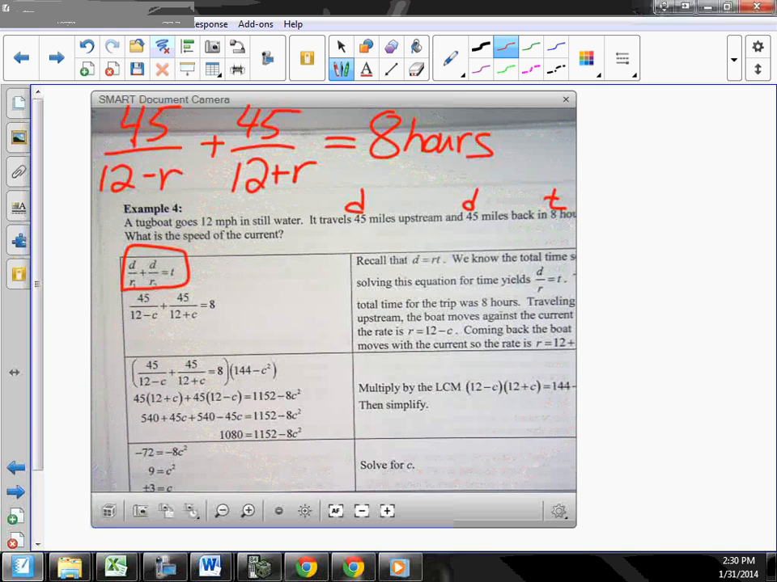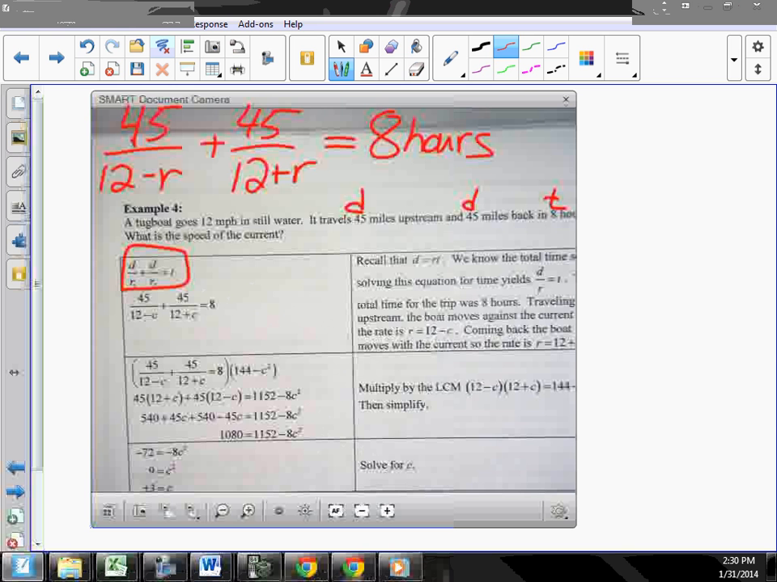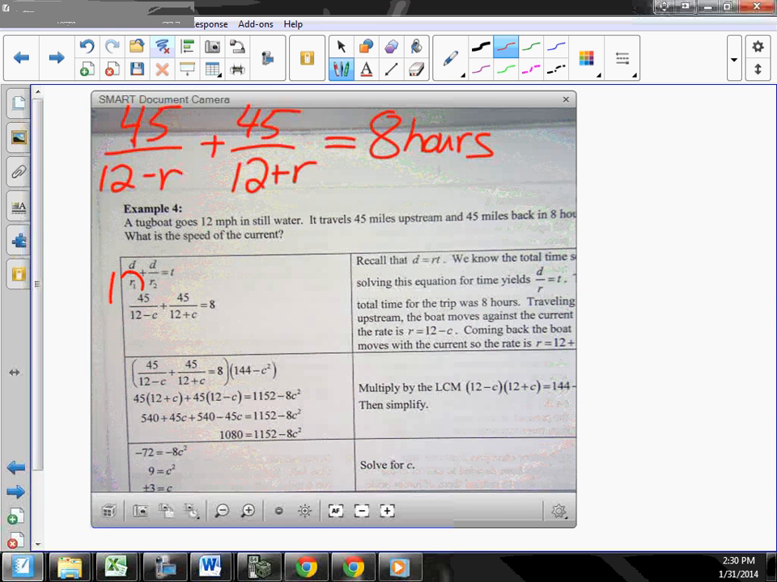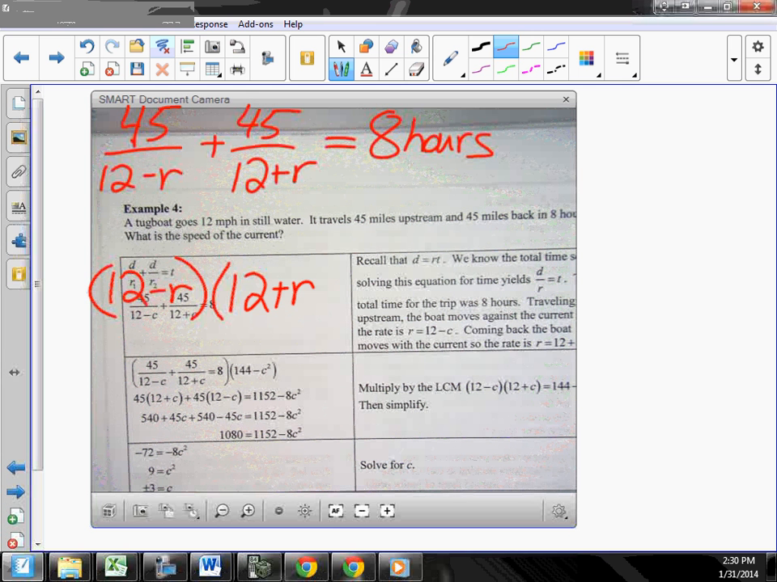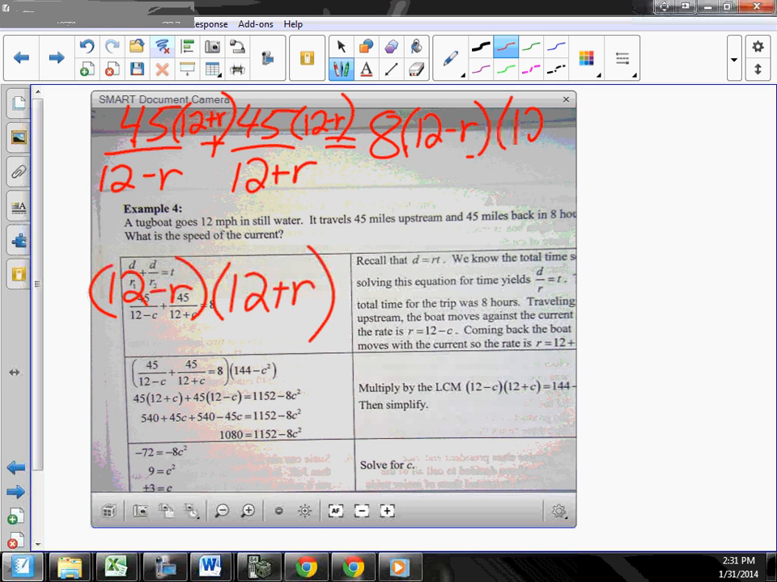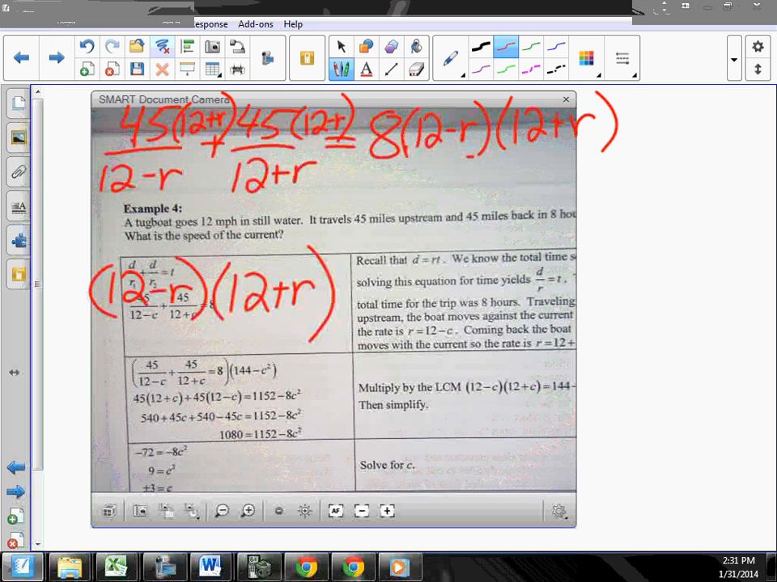This is a little bit harder. How do we solve this? How do you do that? You're right. We need a common denominator. Okay? So what's my common denominator going to be? 12 minus r times 12 plus r. So what does the first fraction need? This one needs a 12 plus r. What does the second fraction need? 12 minus r. What does the 8 need? Both of them. So I'm going to put 12 minus r and 12 plus r.